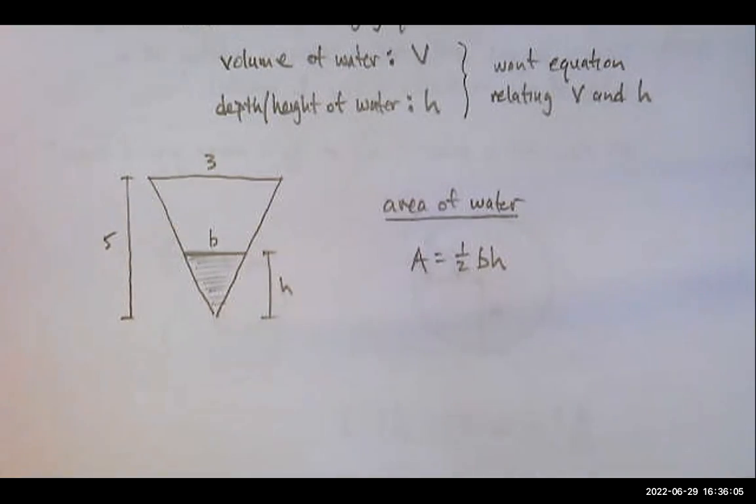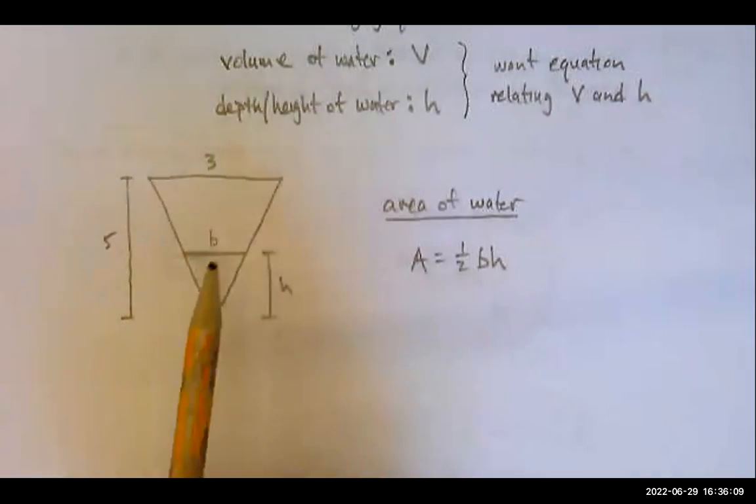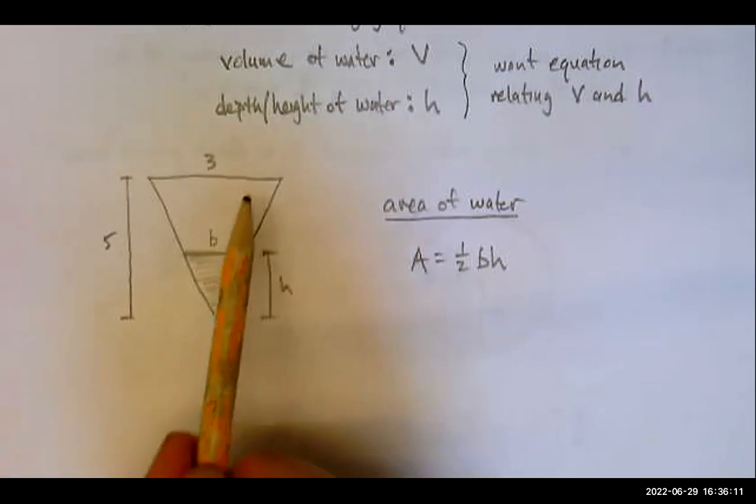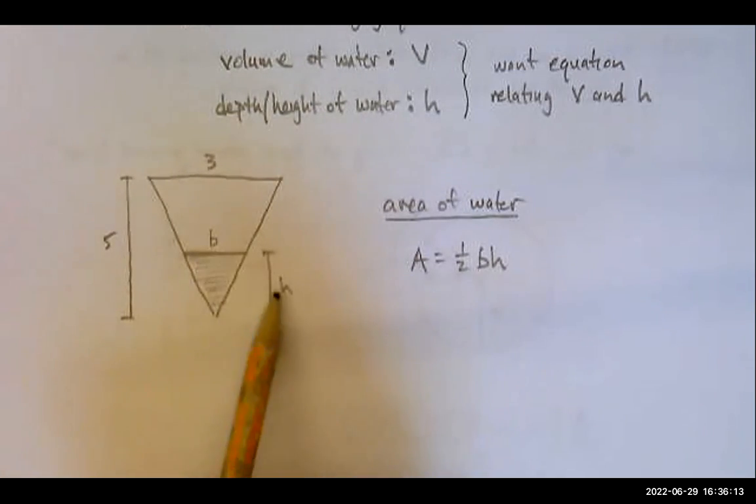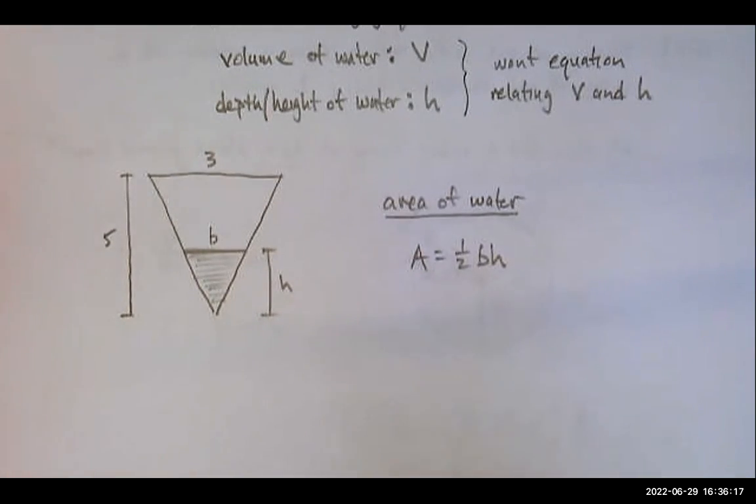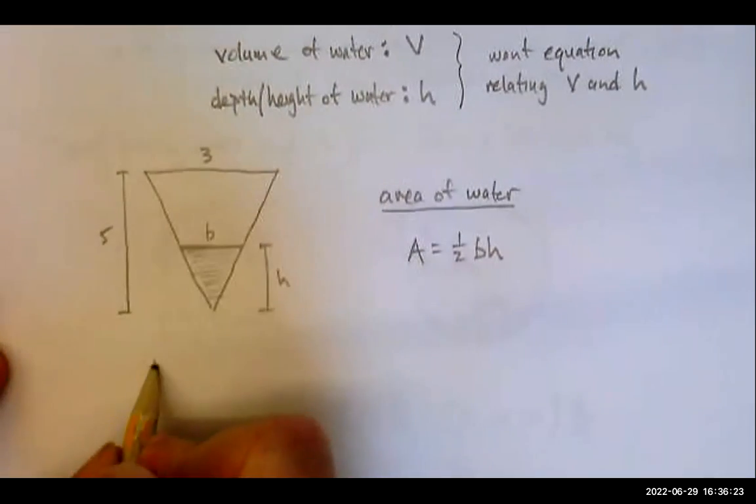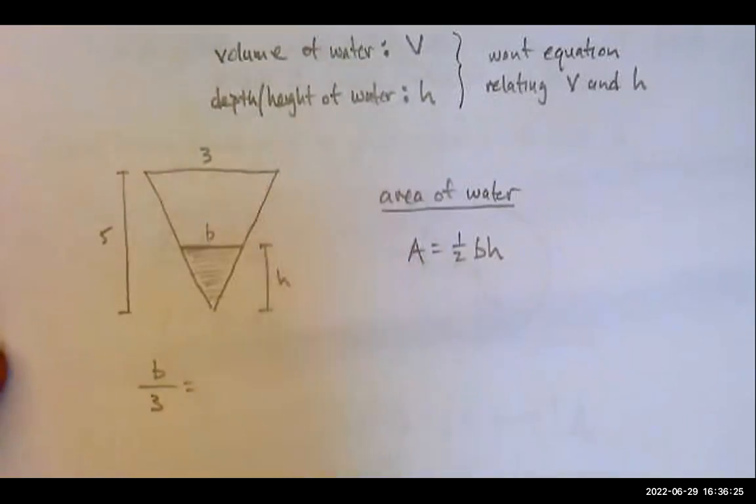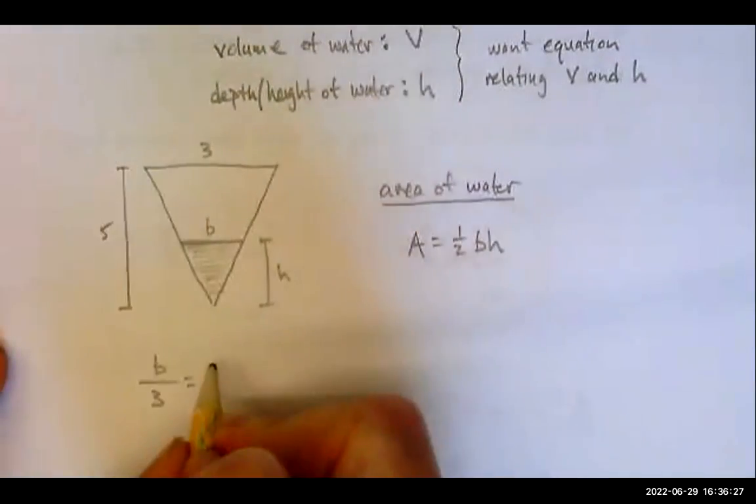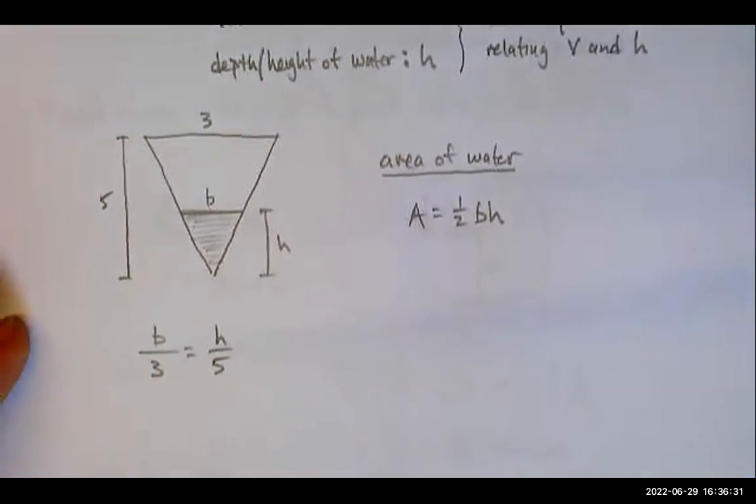but someone eventually realizes, hey, these are similar triangles. This little triangle here is similar to the big one. Its sides are in the same proportions. And yep, there's different ways we could set it up, but one way would be to say B over 3 is equal to H over 5. You could do different things, but it's all going to work out to be equivalent.